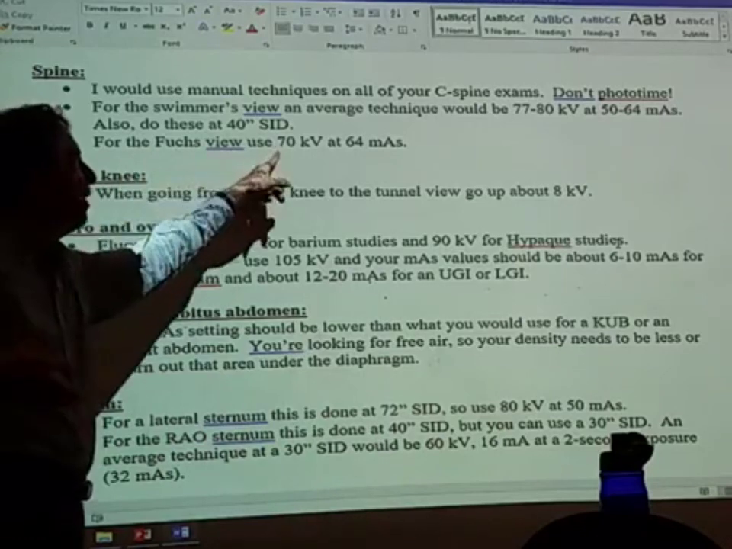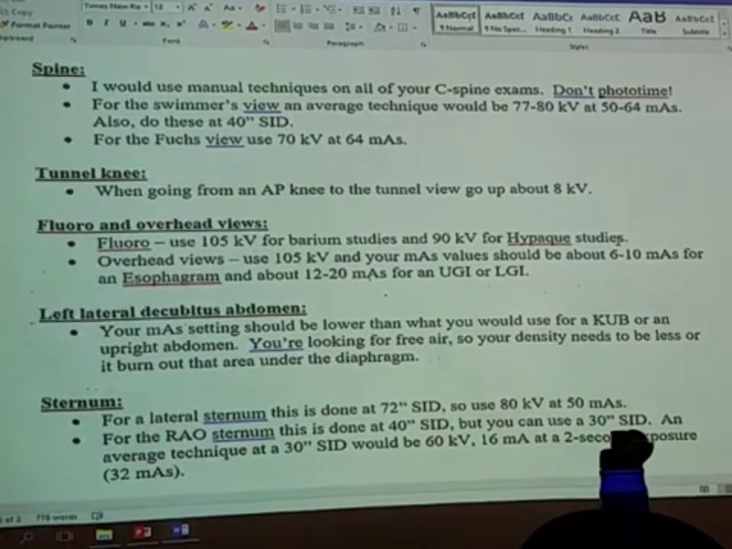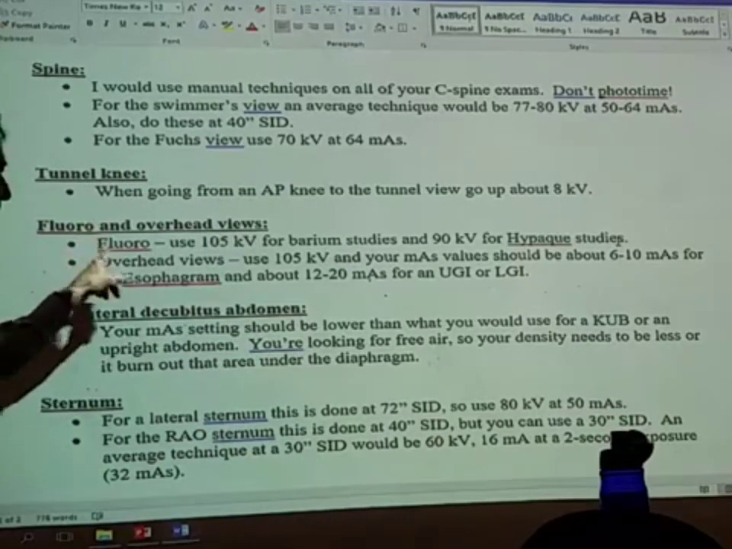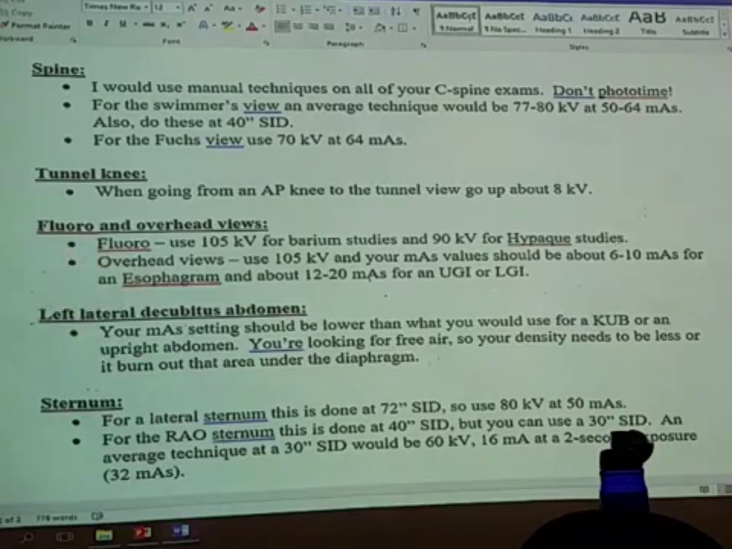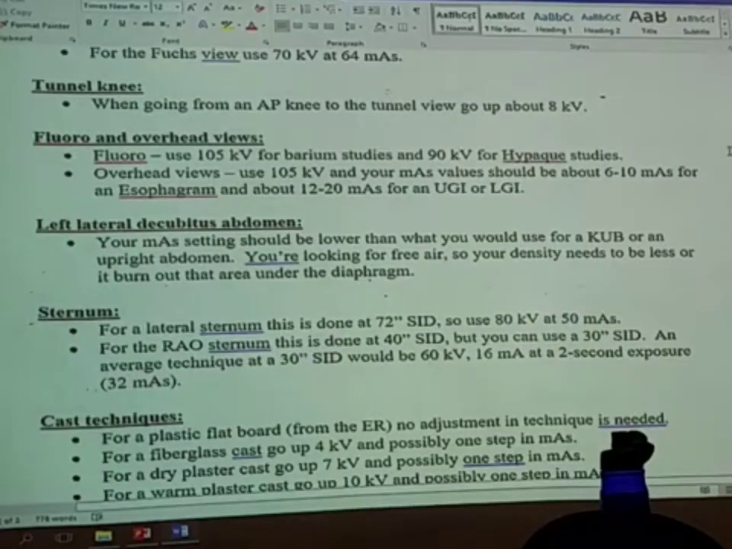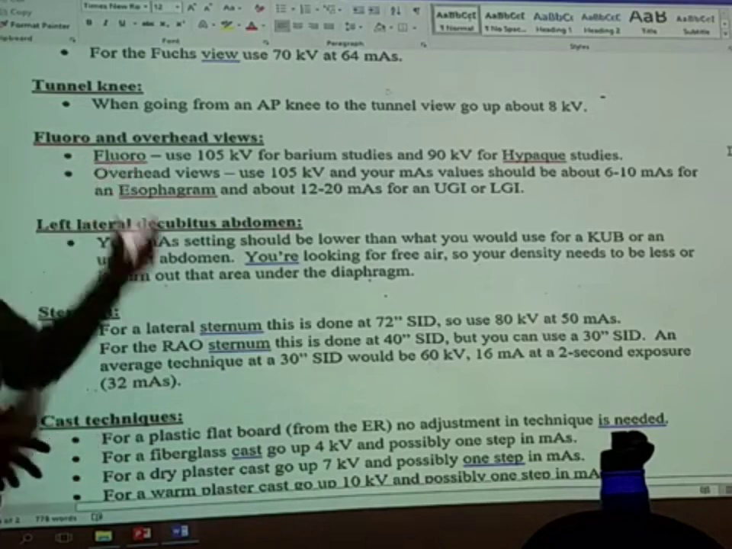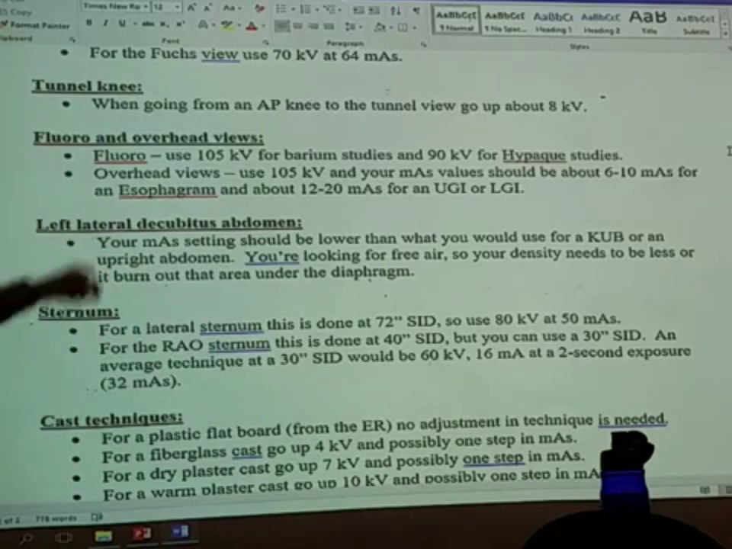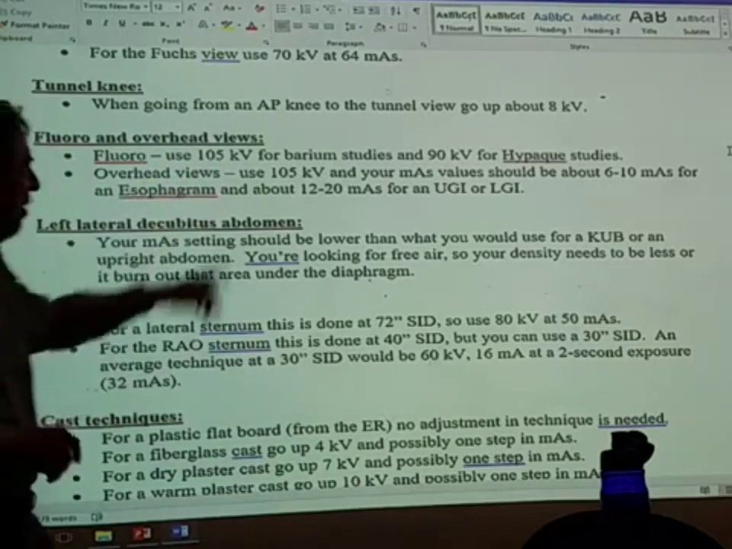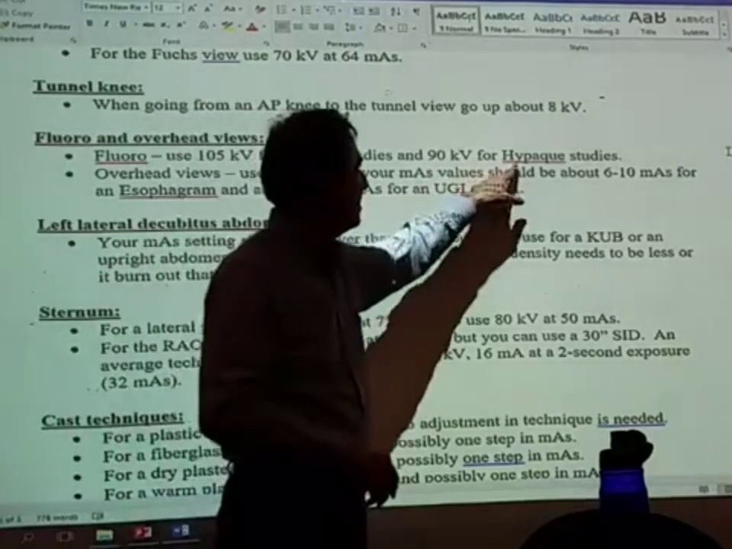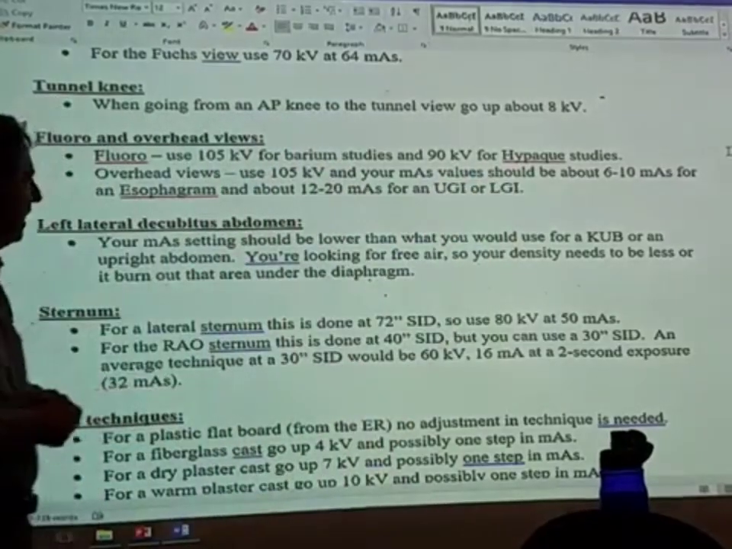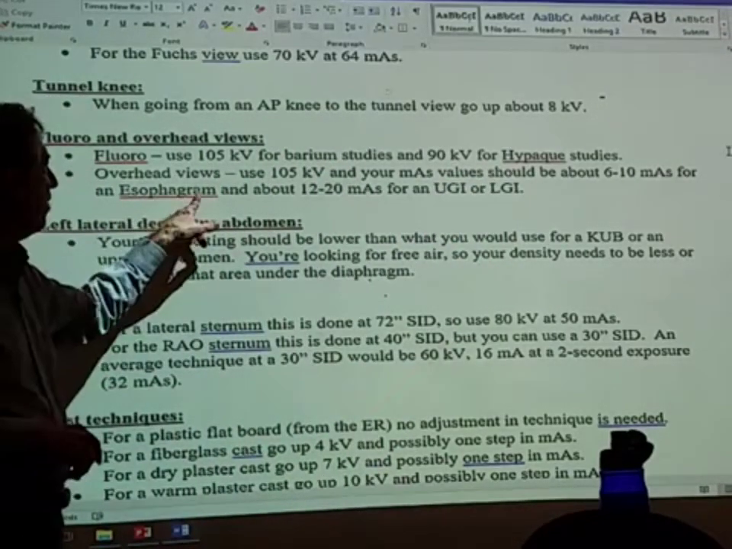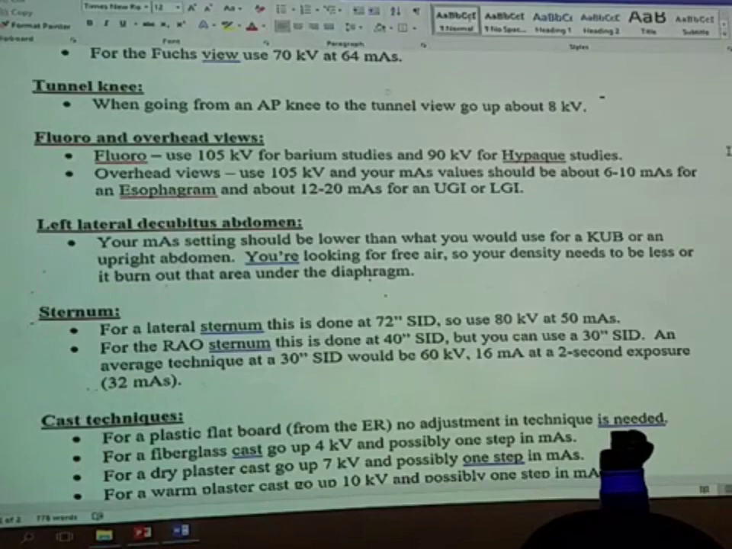For fluoro, this is what I used to use, so you'll get an idea here. This was interesting. When I looked at people's fluoro numbers, what they would set as the kV for different studies, sometimes they put like 75 kV they were using for fluoro. It's like, no, it's 105, okay? So just keep that in mind. For barium, if you're using high density, it might be about 90 kV.